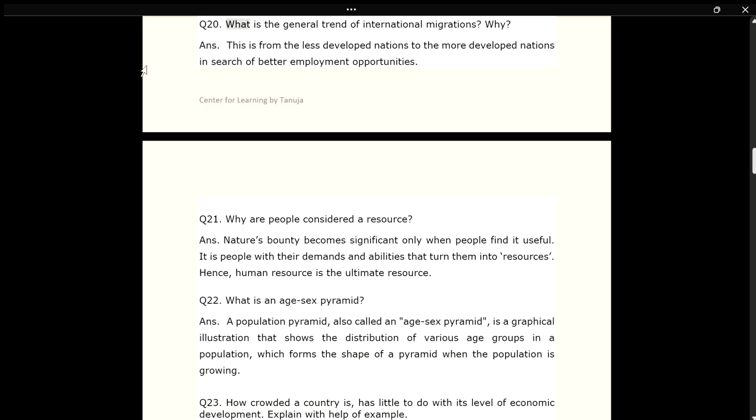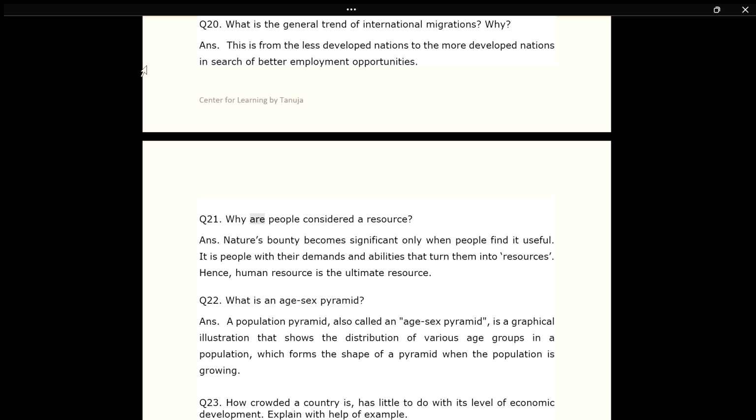Q20. What is the general trend of international migrations? Why? Ans. This is from the less developed nations to the more developed nations in search of better employment opportunities.